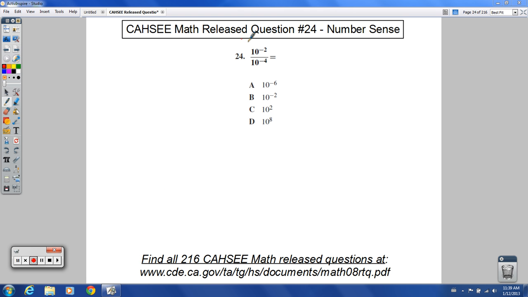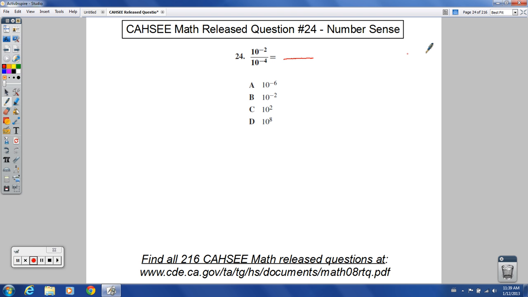Welcome to CAHSEE Math Release question number 24. If you didn't watch number 23 and you're having trouble with this one, I might recommend going back to that one and seeing what I did to explain the question there. But basically what I had written down there was that if you have negative powers, it doesn't necessarily mean you have negative numbers. It just means you need to flip the place in the fraction and make it positive.